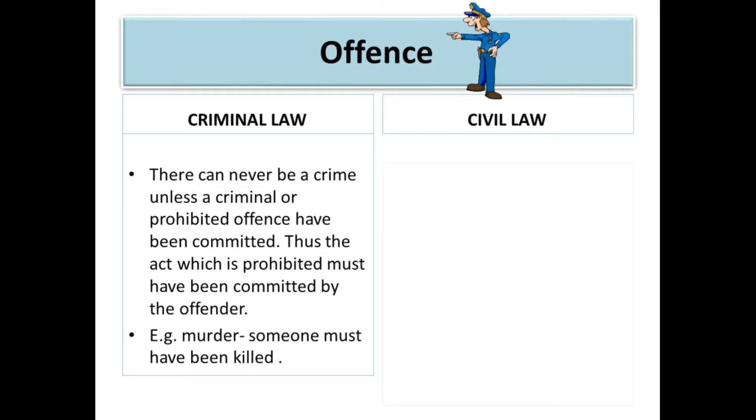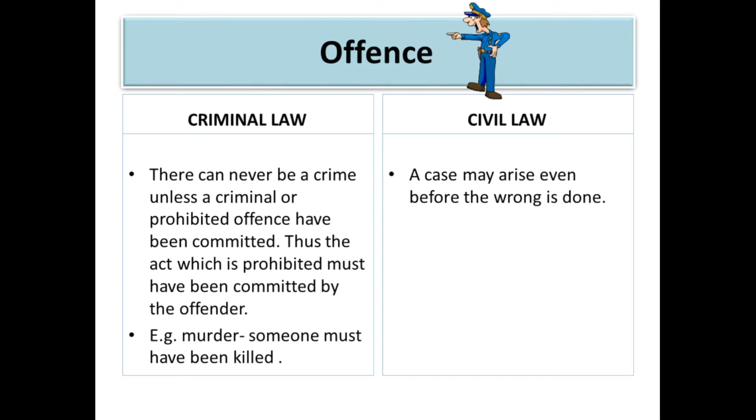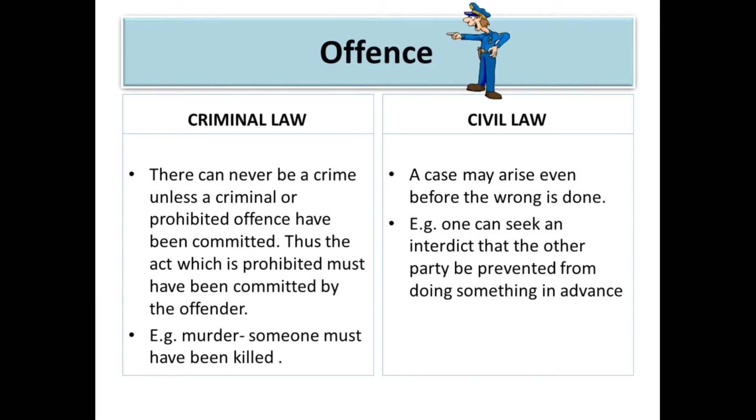Then, under civil law, cases may arise even before the wrong is done. For example, one can seek an interdict that the other person or party be prevented from doing something in advance. For those who may not know, an interdict is used under breach of contract, where someone who is part of a contract notices an anticipatory breach. That is, it is evident that the other party wants to breach the contract. So he, in advance, seeks an interdict from the court, which prevents the foreseen breach of that contract. We will cover this under the topic breach of contract.